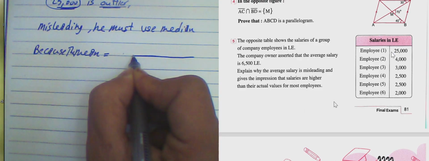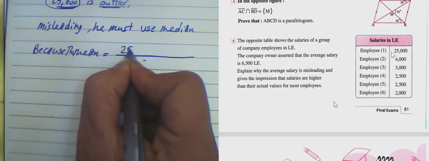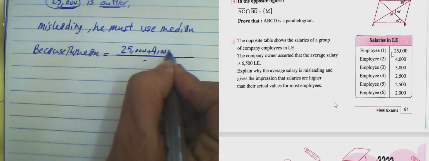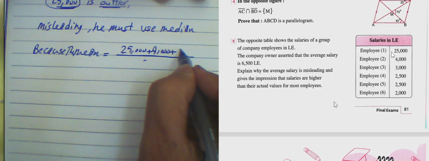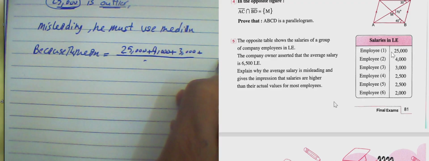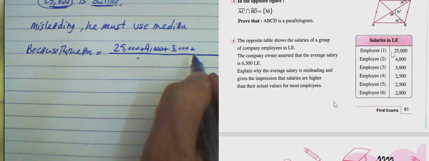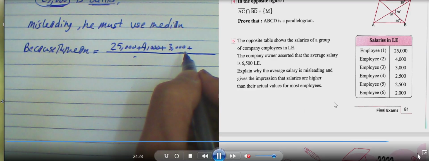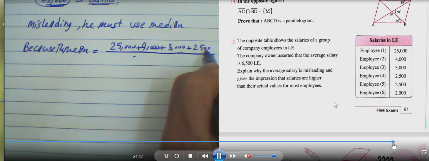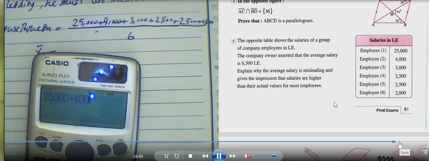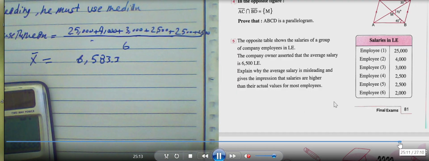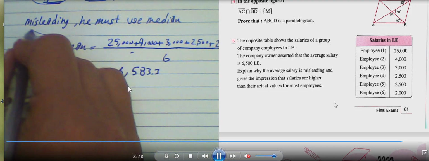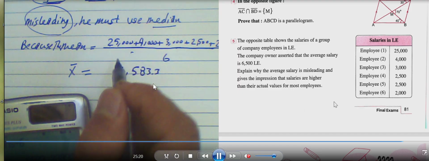Okay, look with me at the mean. He found the result by using the mean: 25,000 plus 4,000 plus 3,000 plus 2,500 plus 2,500 plus 2,500 divided by 6. Then the mean in this case equals what? When divided by 6 using a calculator, the mean will be equal to 6,538.3. So it's wrong. Okay, he is misleading. He must use the median.